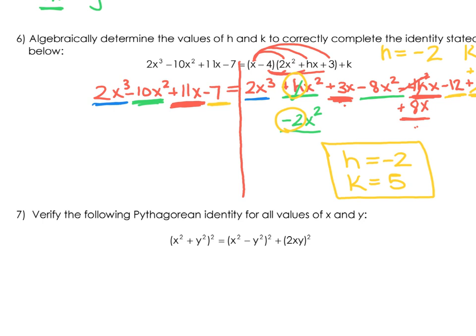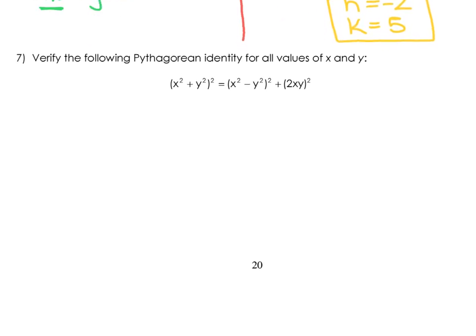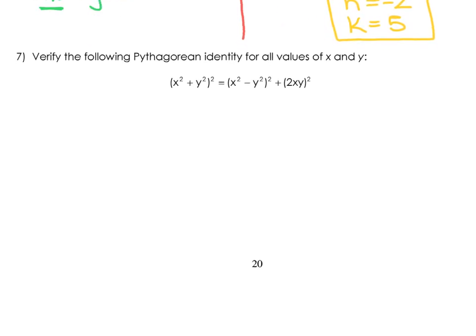It's like a puzzle. All right, one last one, and that's number 7. Number 7 says verify the following Pythagorean identity for all values of x and y. So you don't really need to know that it's the Pythagorean identity. We just have to be able to realize that they're asking us to verify, aka prove, an identity. So we're basically trying to get that left side to equal the right side.